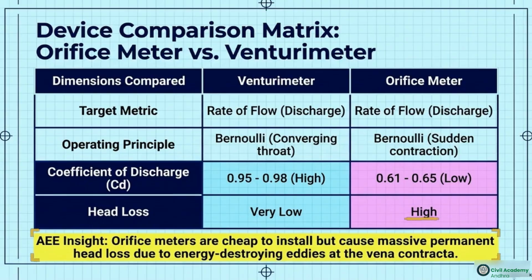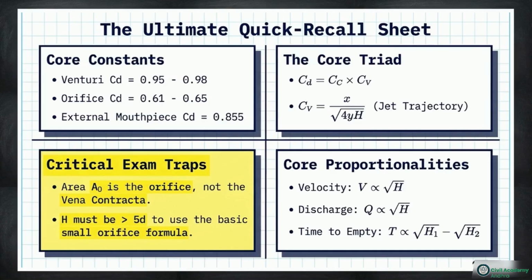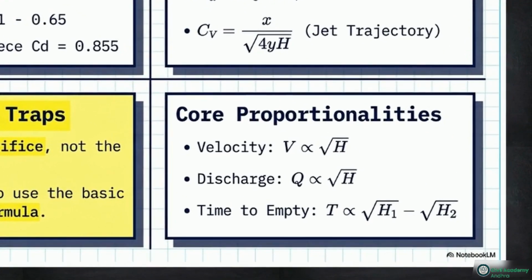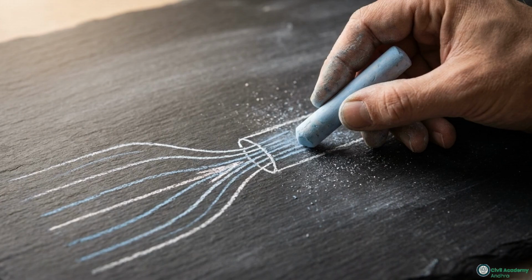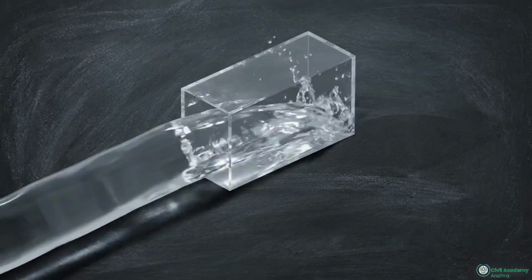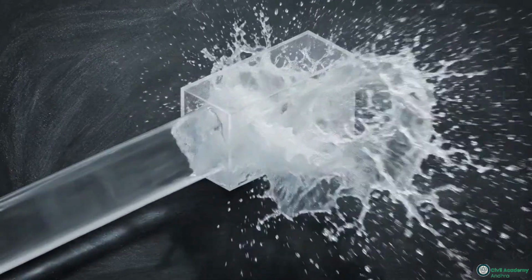To navigate these calculations rapidly on the AEE exam, commit the critical constants and dependencies on this recall sheet to memory. Most importantly, the data confirms the central proportionality of flow. Velocity and total discharge scale with the square root of the head. Mastering fluid dynamics relies on visualizing physical behaviors. Success comes from seeing the flow separation, the vena contracta, and the localized vacuums that dictate real-world performance.